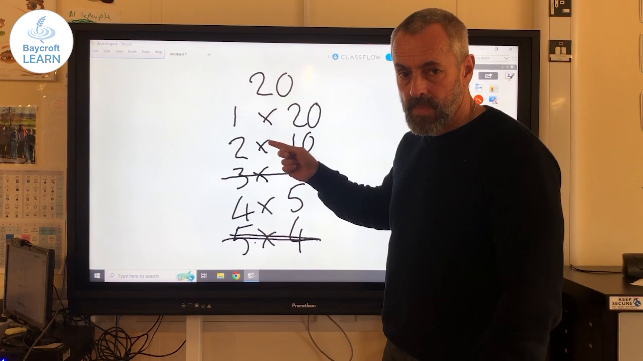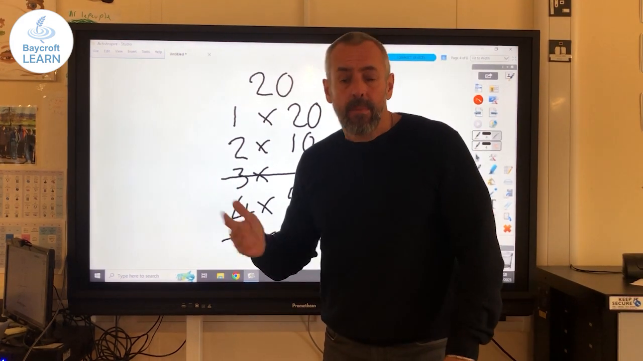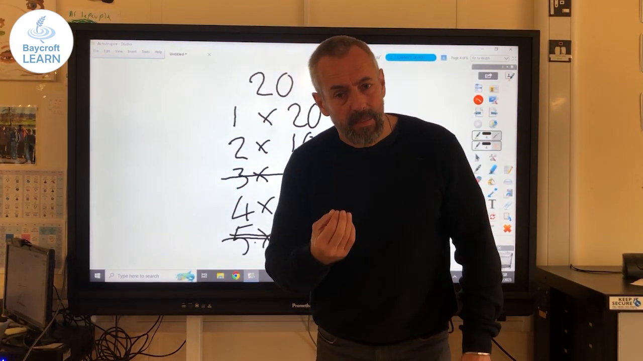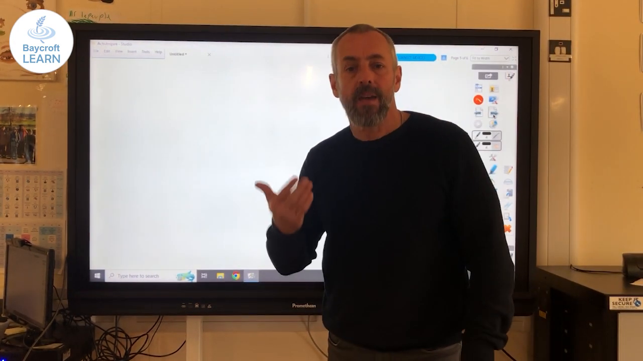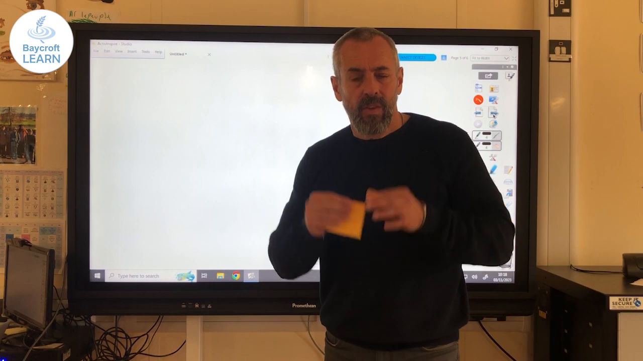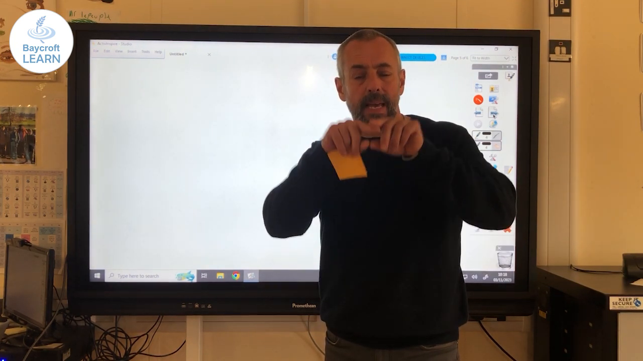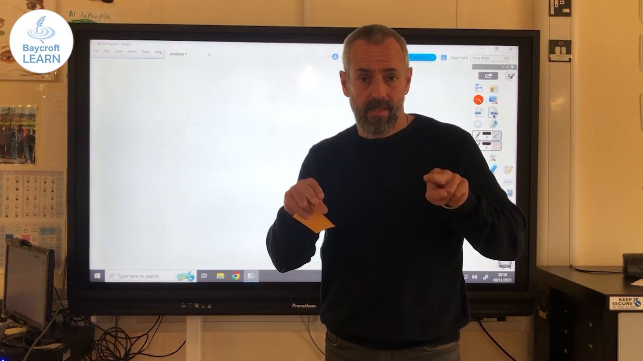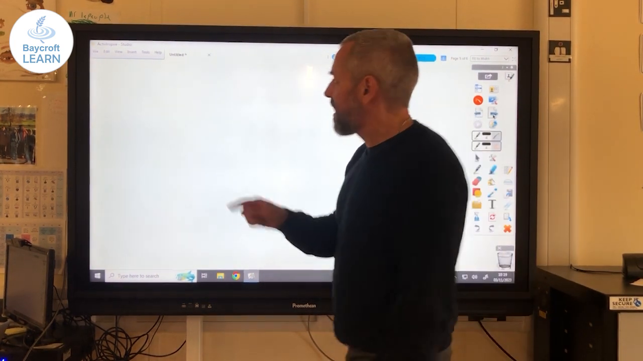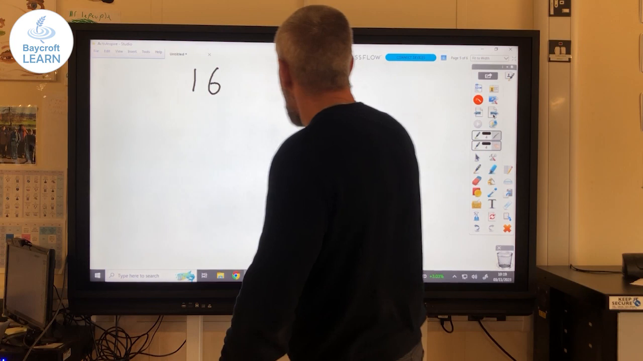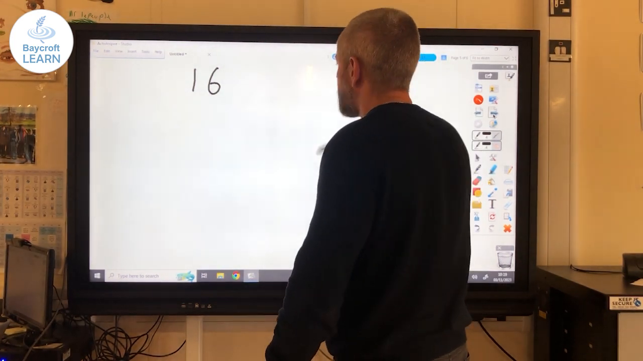Now, that's great, but we're GCSE students, so we need to make it a little bit more complicated than that. So what we're looking for is the highest common factor. In other words, the biggest number that appears in 2 different lists. Okay, so let's look for the highest common factor of 16 and 24.